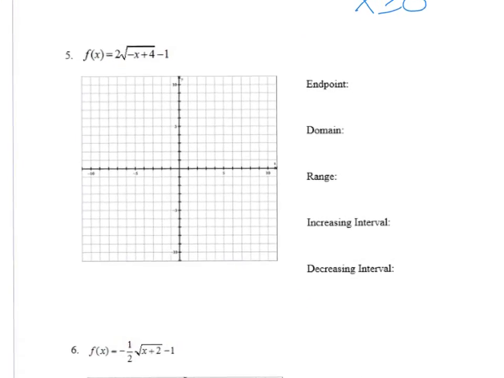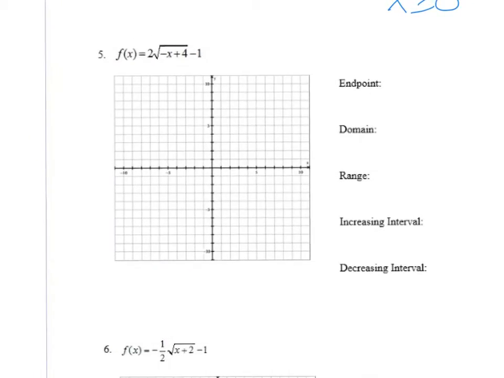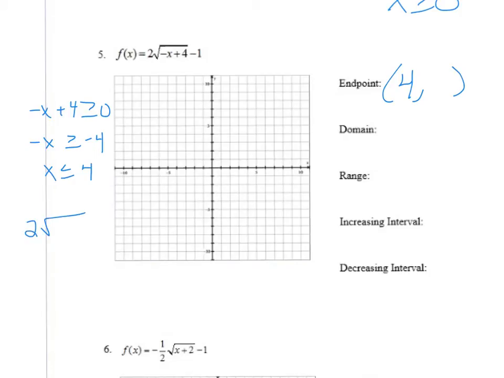Okay, number 5. We're going to set our radicand greater than or equal to 0. Now you have to be careful because when I divide by a negative, you have to flip your inequality. So that's x is less than or equal to 4. So 4 is the x-coordinate in my endpoint. Now to get my y-coordinate, when you plug in 4, we get -1.